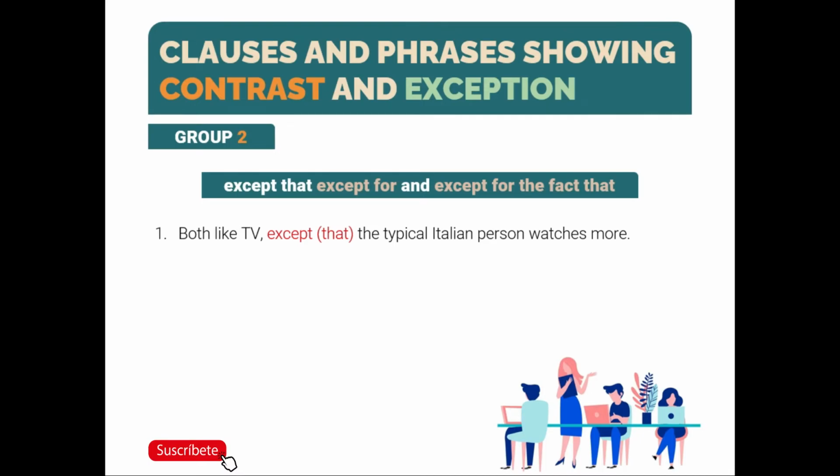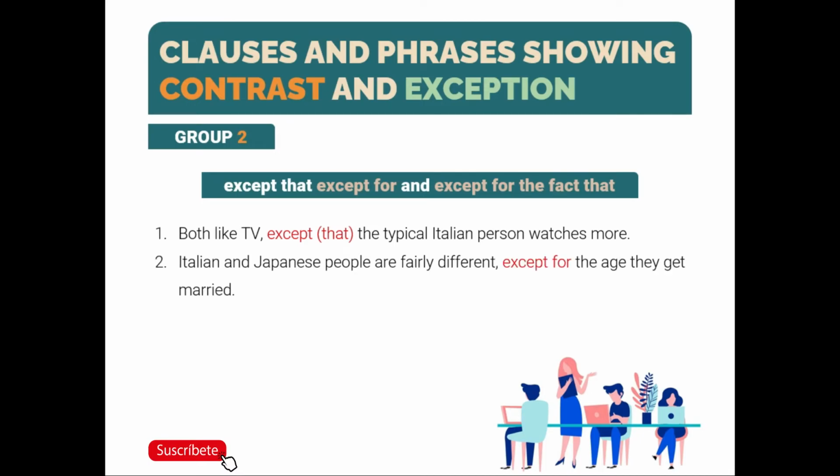Number 2. Italian and Japanese people are fairly different, except for the age they get married. Here the exception lies on their only similarity, which is the age they get married, because everything else is different. Keep in mind that except that must be followed by a noun and nothing else.